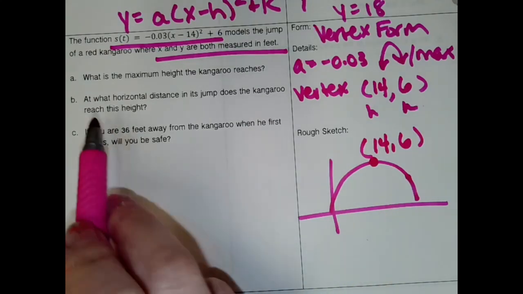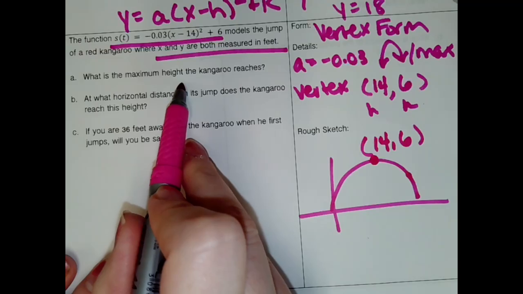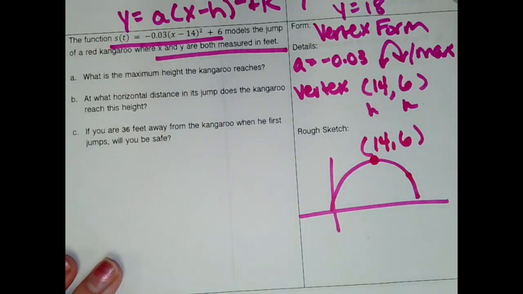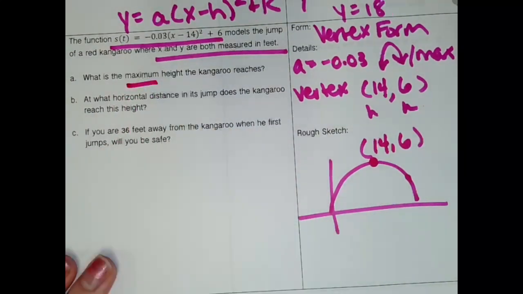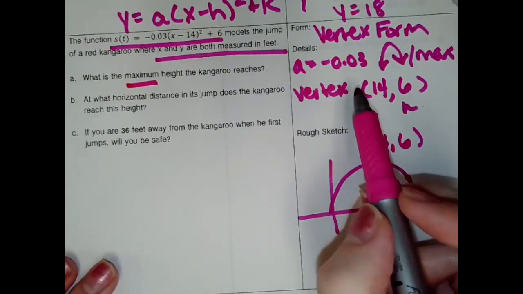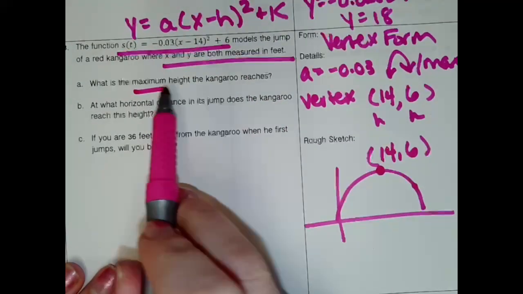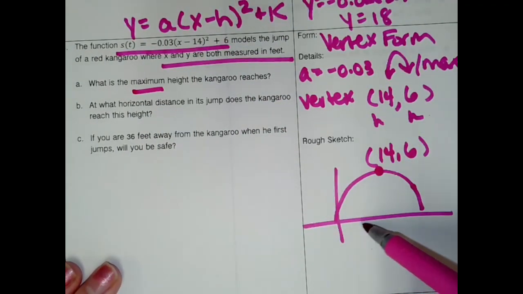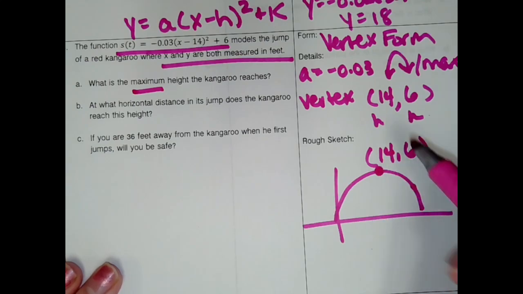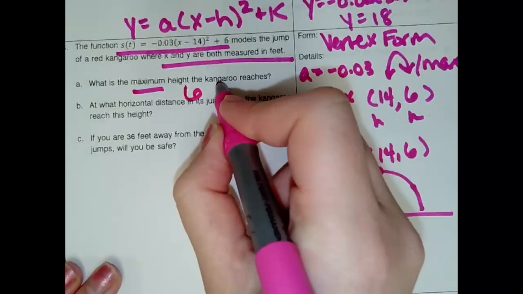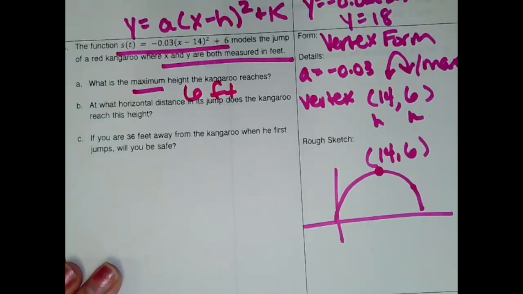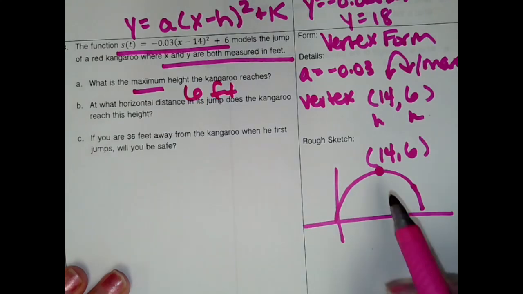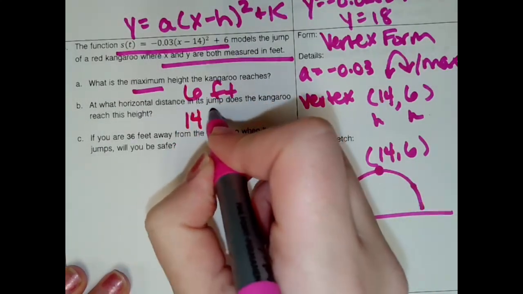So it says, what is the maximum height the kangaroo reaches? Well, the maximum height, I'm going to look at the vertex because keyword maximum means vertex, okay? And height, if you're looking at it, this would be the horizontal distance, and this would be the height right here. So I want the y value. And it did say measured in feet, so I'm going to say 6 feet. And then part B, at what horizontal distance in its jump does the kangaroo reach this height? So that would be the x value. So I would say 14 feet.